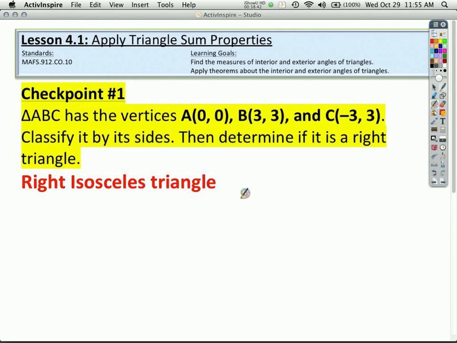Any comments, questions? So Stephanie, you said it was not a right triangle. Do you have evidence to support that it was not? What was your slopes that you got figured out?